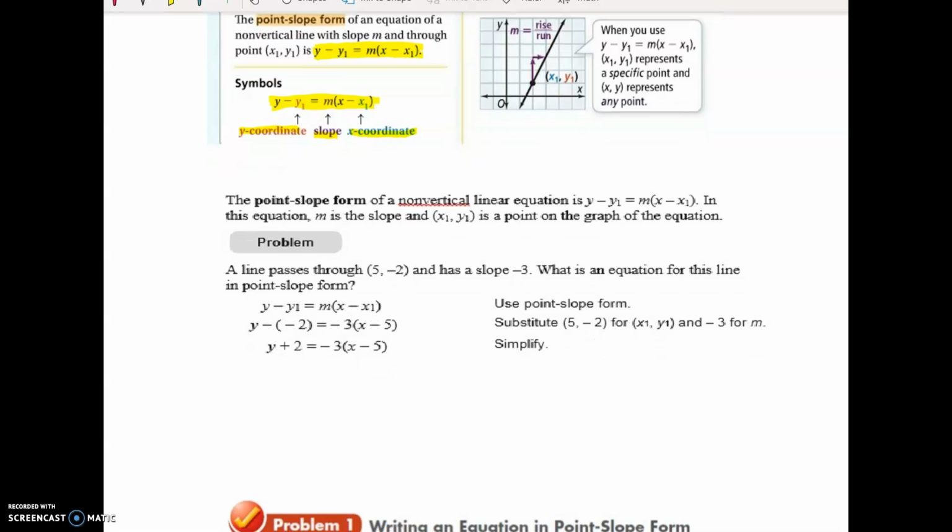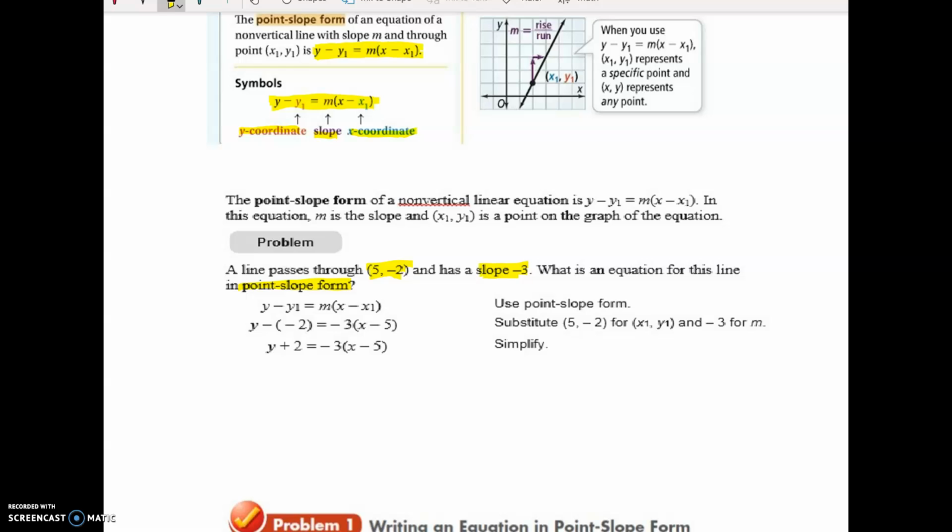So a line here passes through this point and has a slope of -3. So we want to know what is the equation for that line in point slope form. So all we have to do is plug 5 in for x1, plug -2 in for y1, and plug -3 in for your slope. So that's what they did here. And we can go ahead and simplify. So 2 negatives make a positive. And here we just leave that.